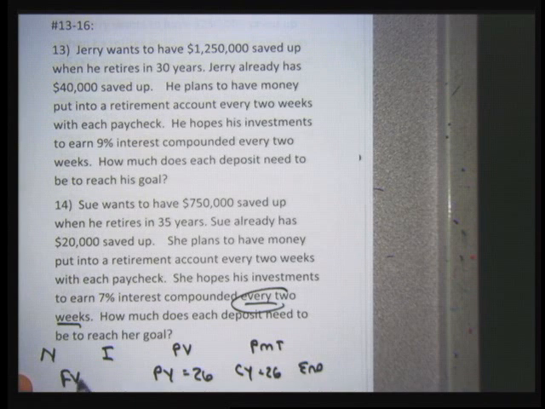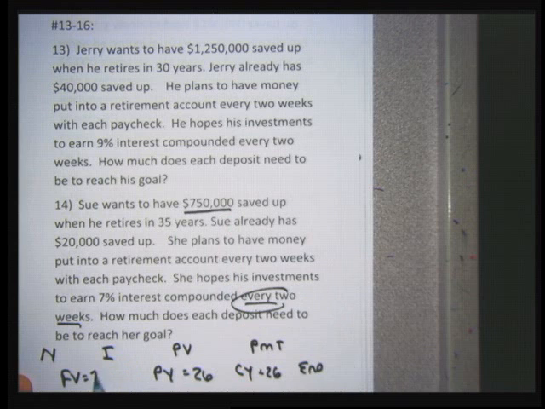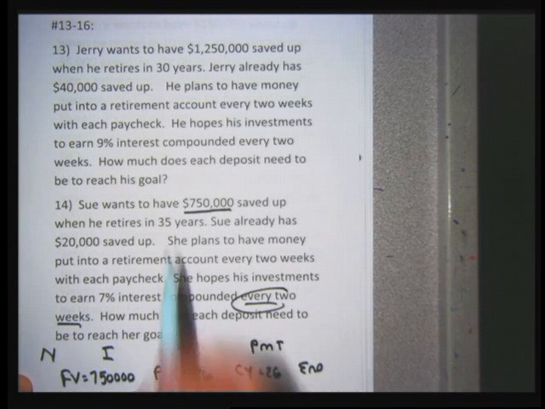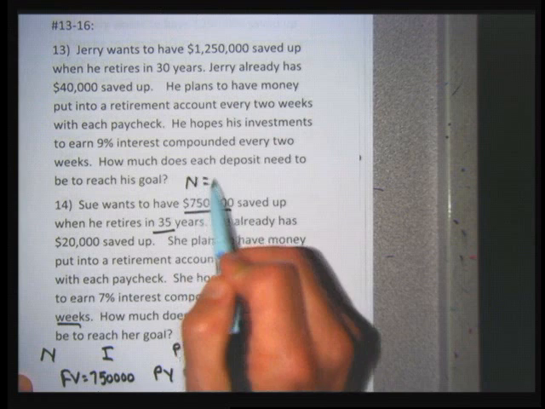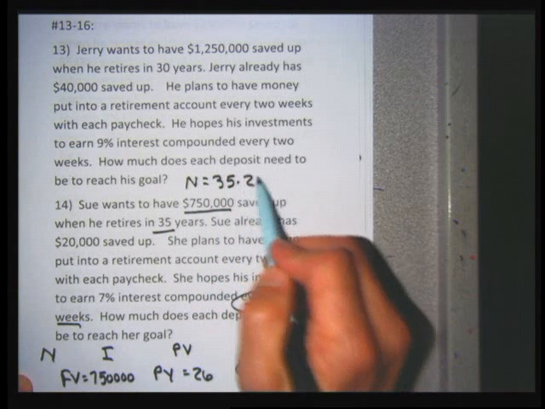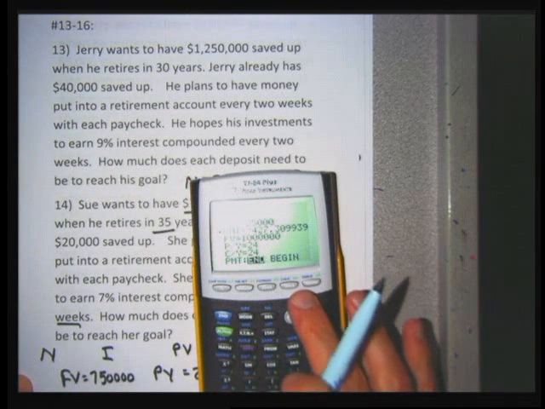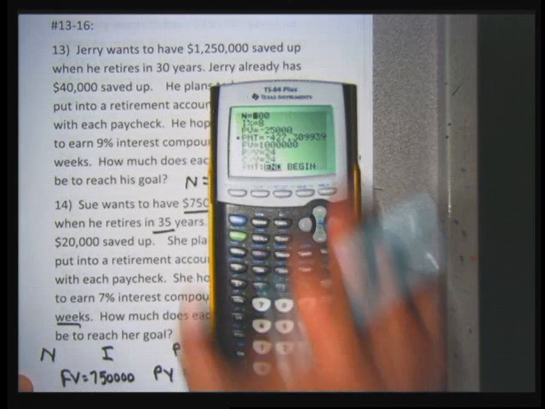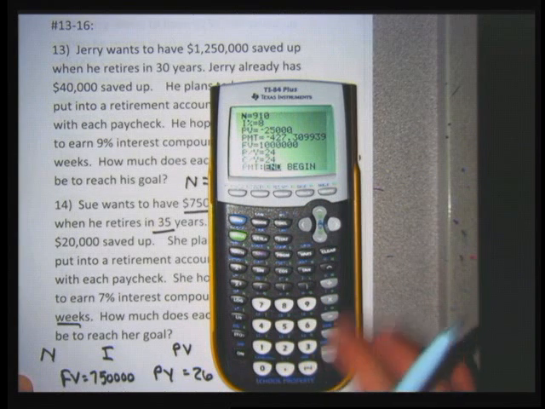Now I go through the problem. First number I see is the 750,000 that we want to have in the future, and your future value is always positive, so 750,000 goes in as a positive. Next number I see is the 35 years. My N is going to be the 35 years times the PY, which is 26. I usually do that right online, so I'm going to go up to the N, type 35 times 26, and I get 910 for the N.